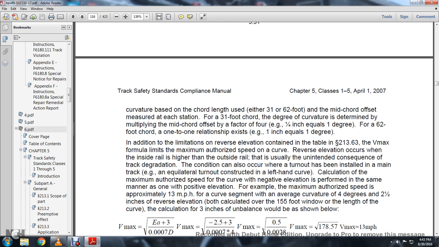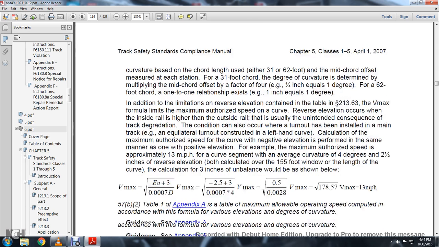An additional limitation is reverse elevation, contained in Table 213.63, the Vmax formula for maximum authorized speed of the curve. Reverse elevation occurs when the inside rail is higher than the outside rail, usually an unintended consequence of track degradation. The condition can also occur where a turnout has been installed in the main track. An equilateral turnout is considered as constructed with a left-hand curve. The calculation of the maximum authorized speed of a curve with negative elevation is performed in the same manner as with positive elevation. For example, the maximum authorized speed is approximately 13 miles an hour.